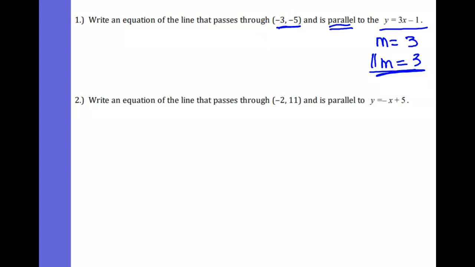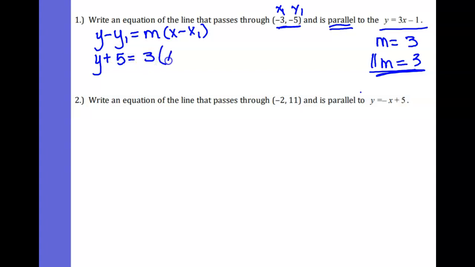And I'm going to use point slope form that we did in our last unit. y minus y1 is equal to m times x minus x1. And I'm just going to plug it in just like we did last unit. Okay, so this would be y minus a -5, which is y plus 5, is equal to 3 times x minus a -3, which is x plus 3. Okay, so I just plugged it in, and now I distribute it.